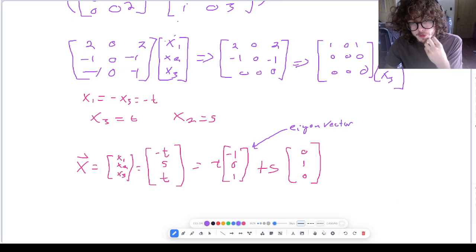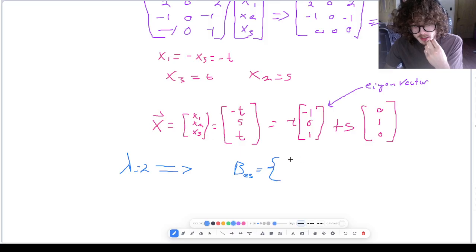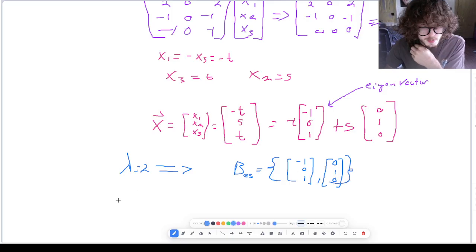And for time, we're going to omit the fact that lambda 1 gives different eigenvectors. You'll get a different basis, but for this case, we're only going to consider lambda 2. So lambda equals 2 gave us a basis for the eigenspace, which is a set of vectors: negative 1, 0, 1, and 0, 1, 0. Now, I'm going to leave this to you as an exercise. Maybe that would be good practice.